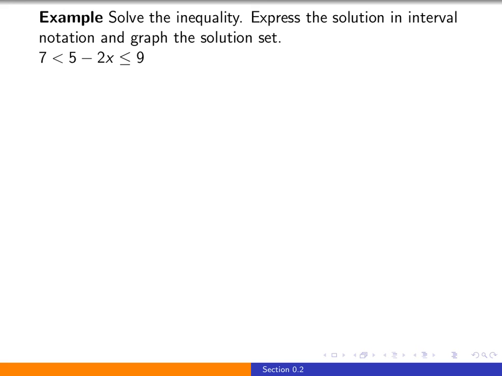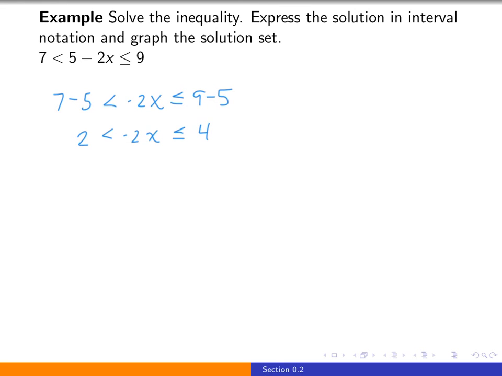So to isolate that x in the middle, what we're going to have to do is subtract 5 from each part. So we'll have 7 minus 5 is less than minus 2x is less than or equal to 9 minus 5. So that leaves us with 2 less than the quantity minus 2x less than or equal to the quantity 4.